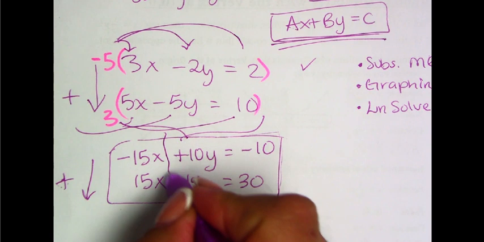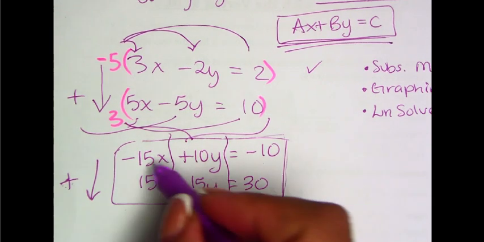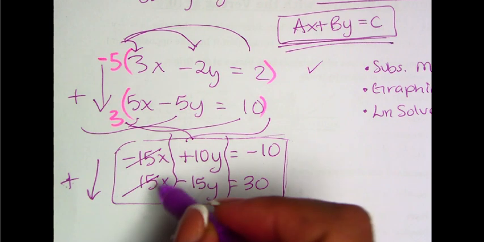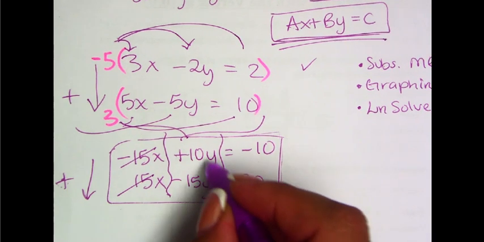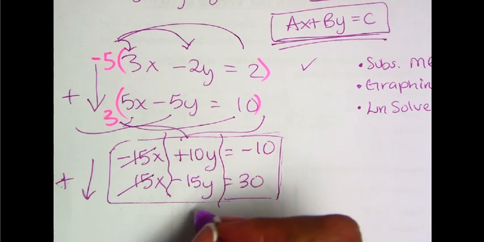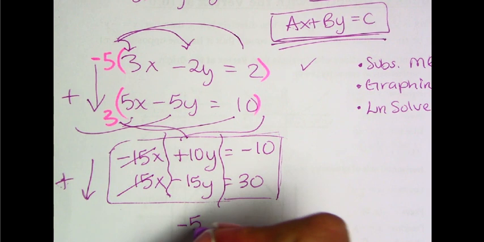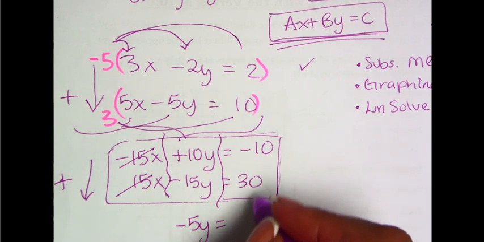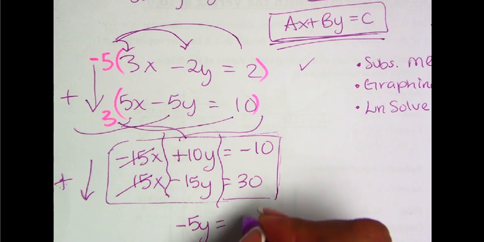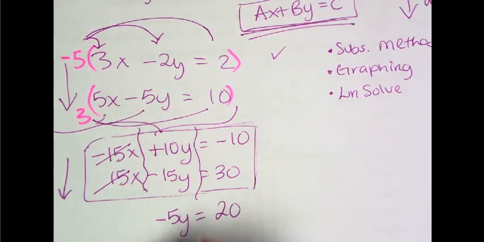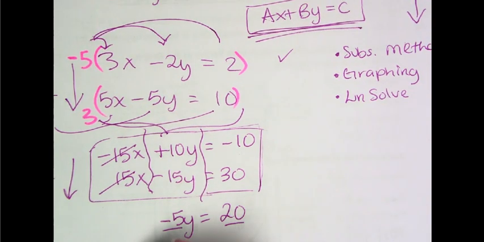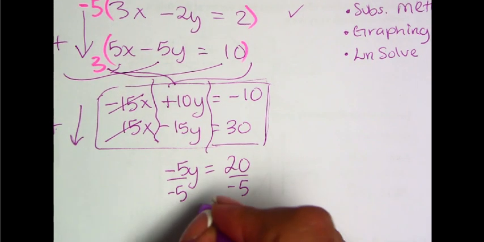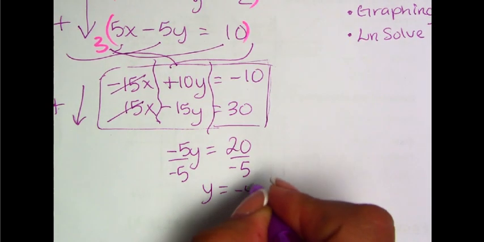If we look at it by sections, negative 15 and 15 do cancel each other if you add them downwards. 10 minus 15 being added results in negative 5. Then negative 10 and 30 are added downwards, so we get positive 20. Now we divide by negative 5, and our y value ends up being negative 4.